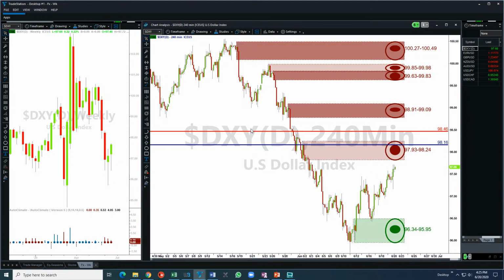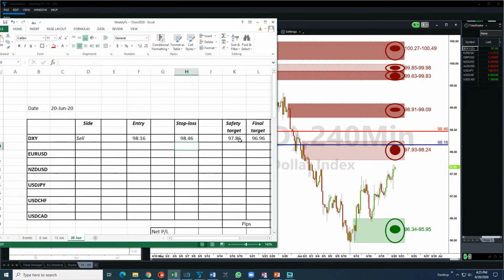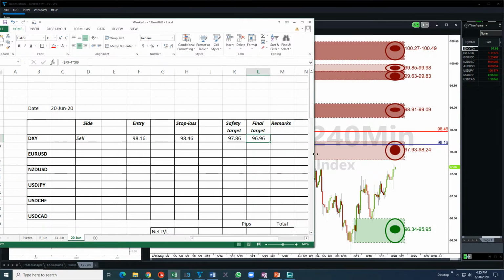Fantastic. Okay, so 98.16 to 98.46, that's the entry and stop loss, safety target, final target. Hope everybody got the numbers. Please do make a note of the numbers. We will stop on this chart after we've filled it, after we've looked at all the major currencies, right before we end the session. You will still get a chance to take a snapshot. If not, you can still watch the recordings on YouTube and get the numbers. However, if you want to be jotting down the numbers right now, that will also be a good idea.